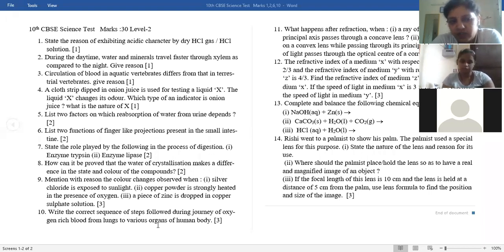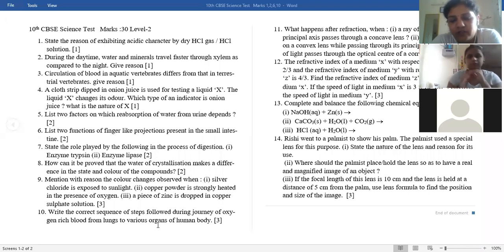A real image, 2/3 of the size of an object, is formed by a convex lens when the object is at a distance of 12 centimeter from it. It is a real image and 2/3 size. That means magnification M is equal to -2/3, which is equal to V by U. U is given as -12. Find out the V distance. V will be +8 centimeter. And then find the focal length. You will get 4.8 centimeters.